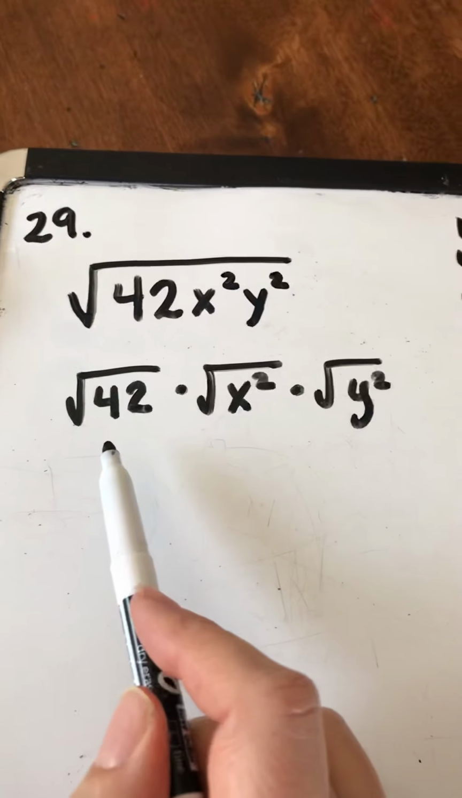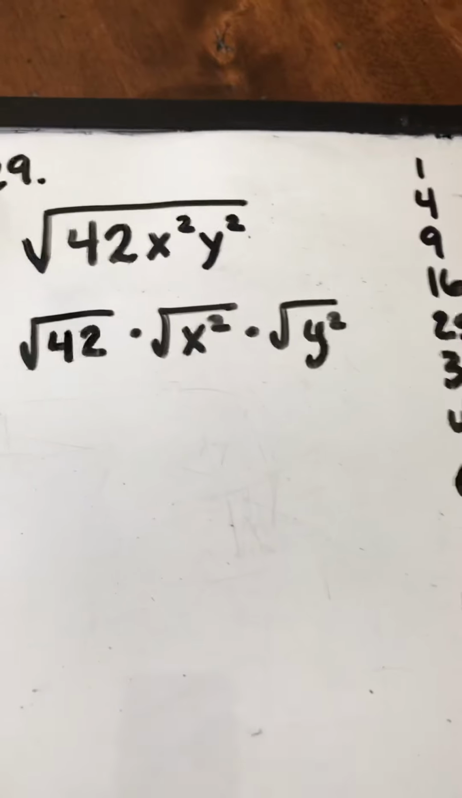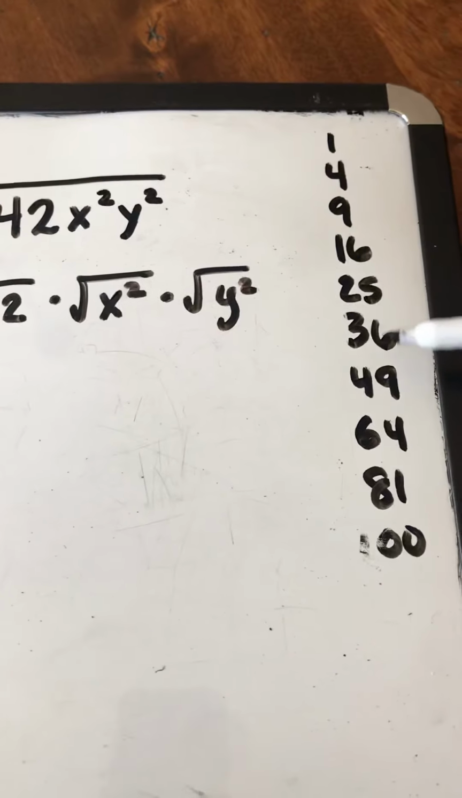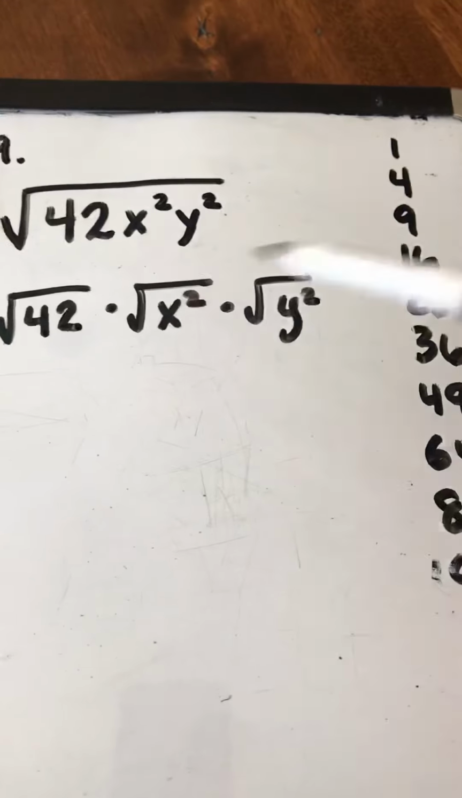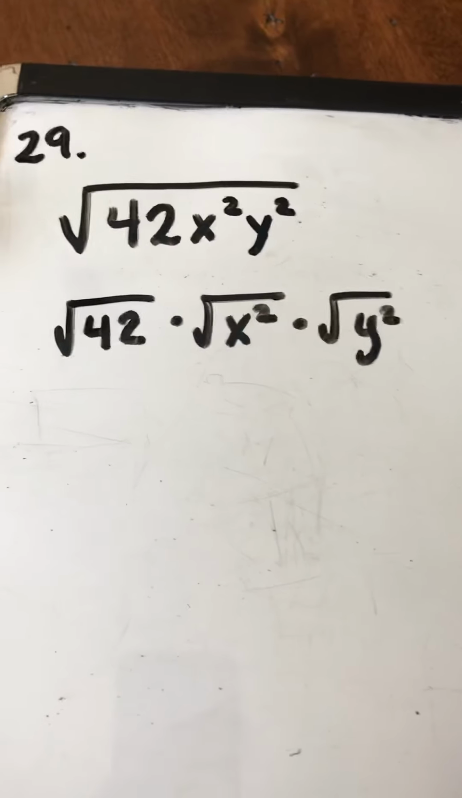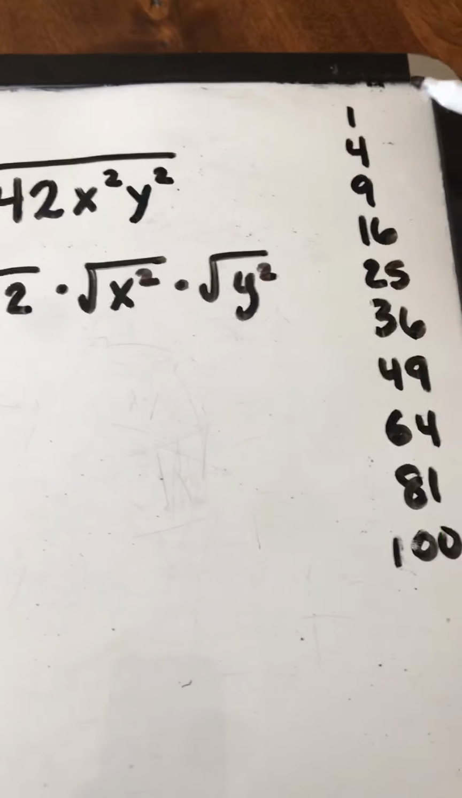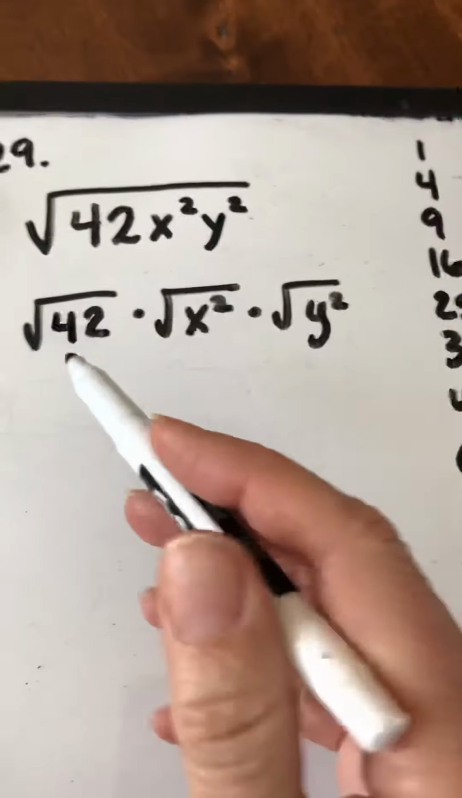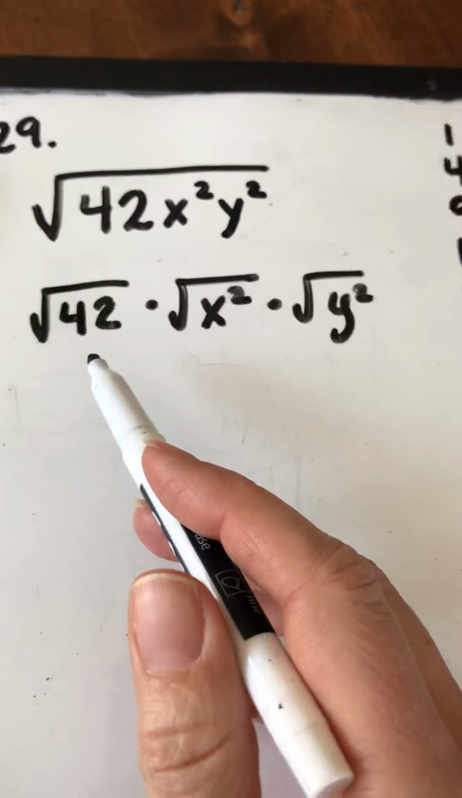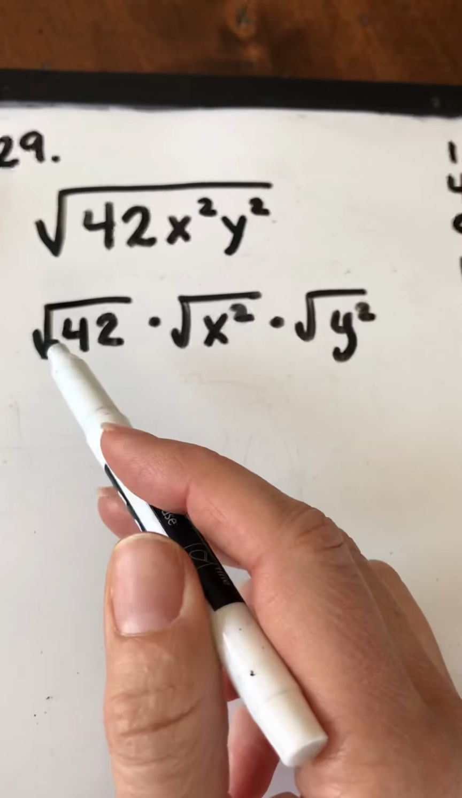We start with the square root of 42 first. Think of, are there any perfect squares that are a factor of 42? So no, none of these numbers can go in evenly into 42. So this is actually already simplified.